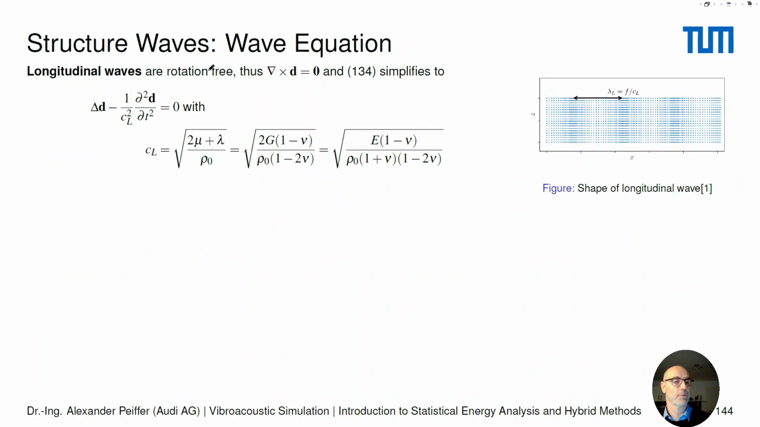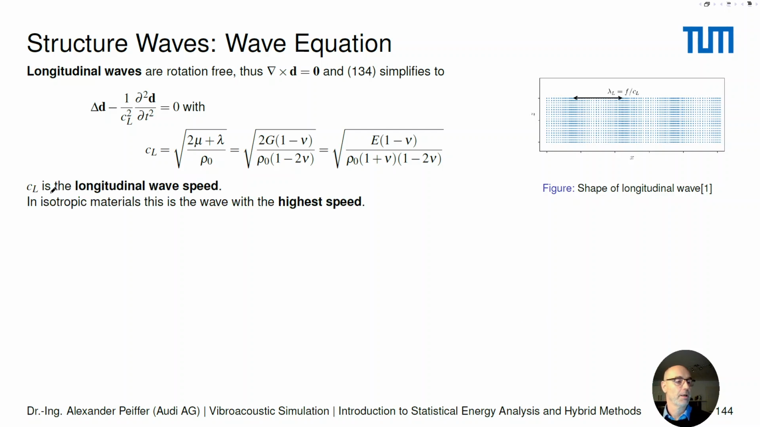So the longitudinal wave is characterized by the fact that it's rotation free. So nabla cross u is 0, and then we use equation 134, the second of both equations, and we end up with this wave equation for the displacement. The quantity that defines the speed of sound is the longitudinal wave speed, which is given by this constant, a combination of all material constants. As we see, the stiffer the material is, the faster the velocity is; the heavier it is, the slower. Somewhat similar to the equation for the sound speed in fluids.